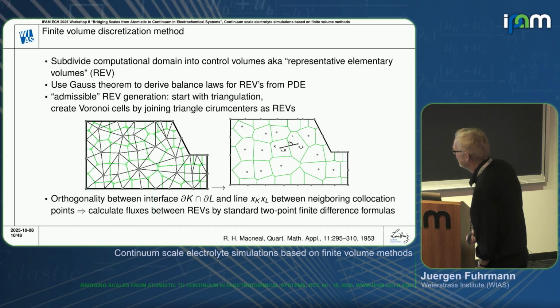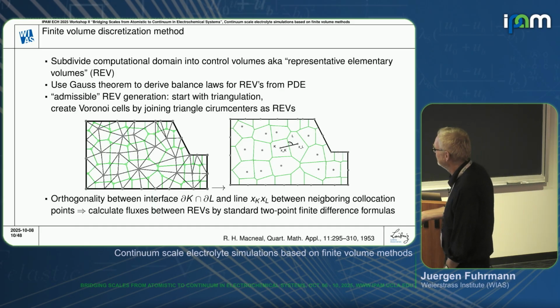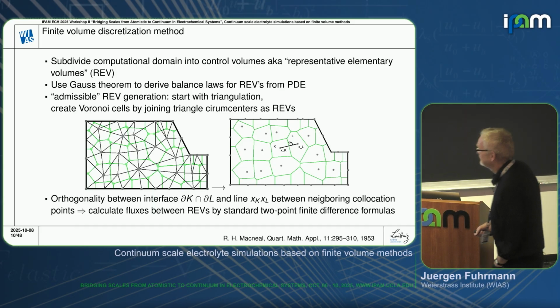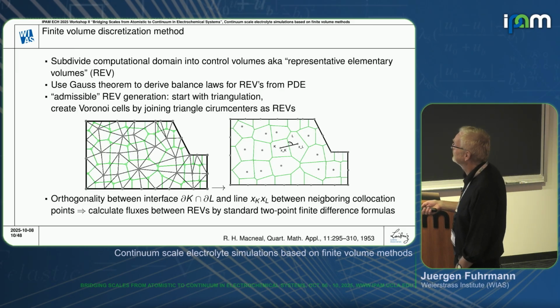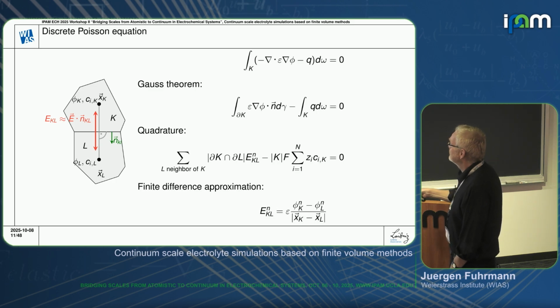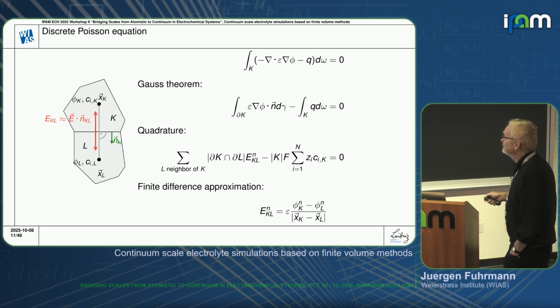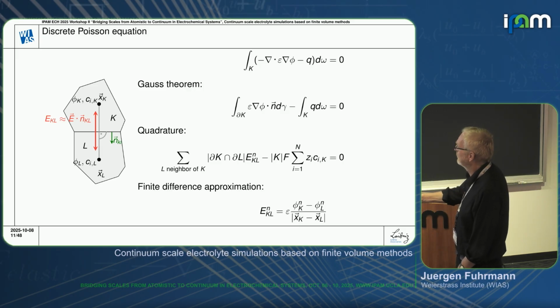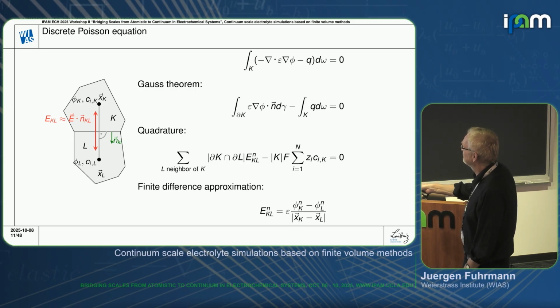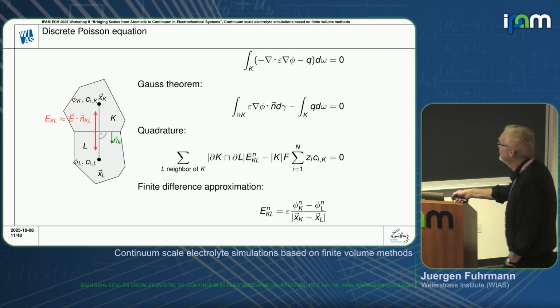The method was already found in the 50s. And as I said, it is quite ubiquitous in several fields, including semiconductor device simulation. And then we can just discretize this. So what we do here, we take some control volume or representative elementary volume or finite volume K. We integrate the equation over this, then we can take the Gauss theorem and cast the divergence to a surface integral.